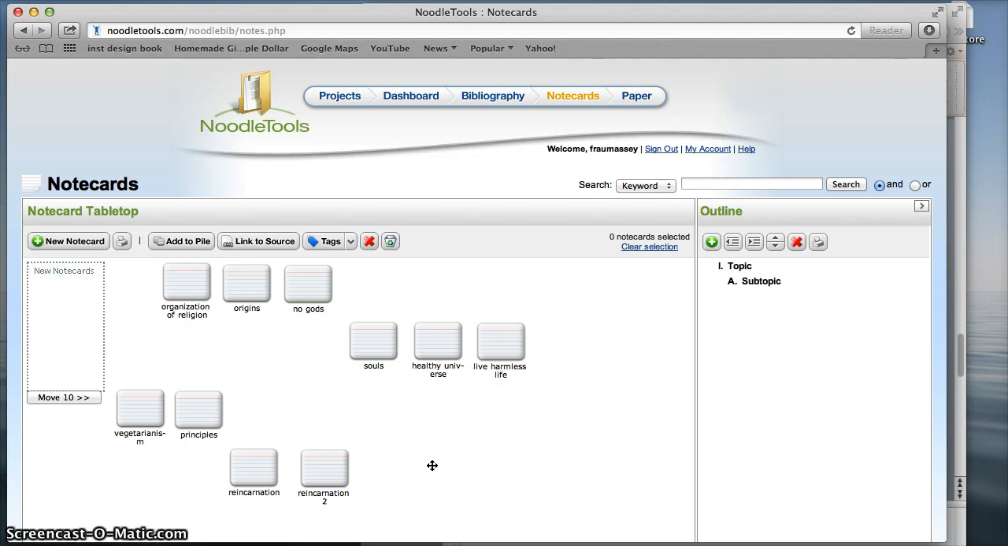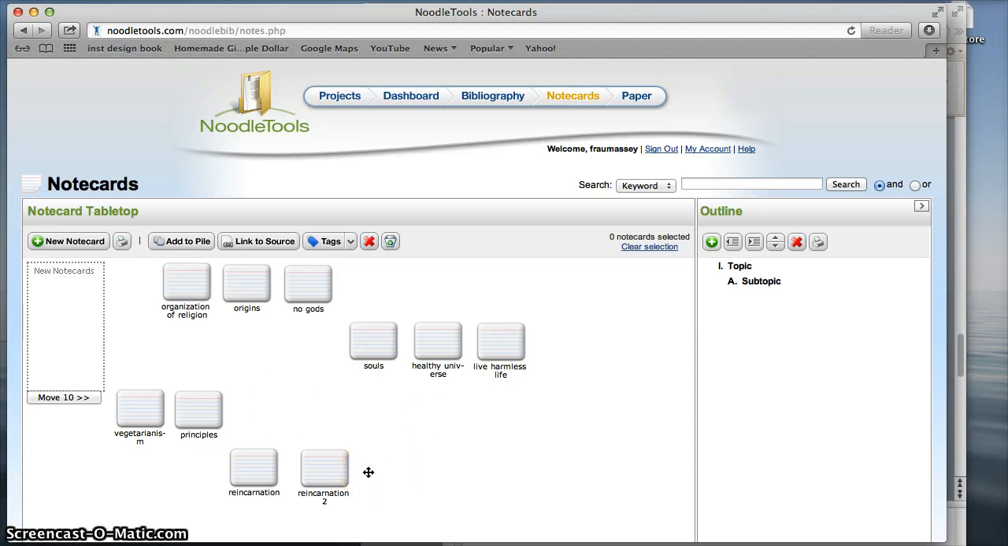So when I'm studying this, I'm looking at my cards. Now I put them into three different piles. How the religion's organized, their main goals, and they have very specific principles that they live by. So I got the principles listed and why they're vegetarians, and then their thoughts on reincarnation.